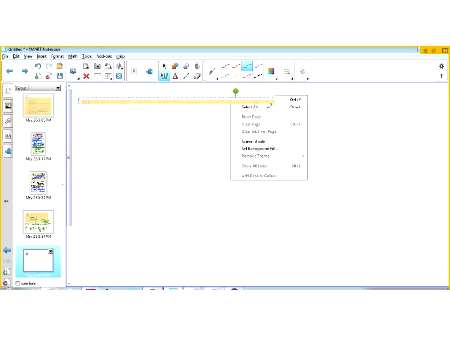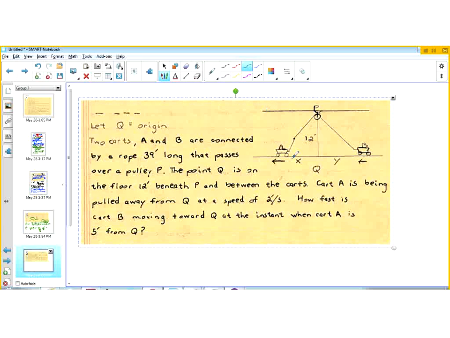This is problem number 38, section 3.9 of the text. We have two carts, A and B, that I've shown in this illustration, and it's also shown in the book. They're connected by a rope which is 39 feet long, and it passes over a pulley.